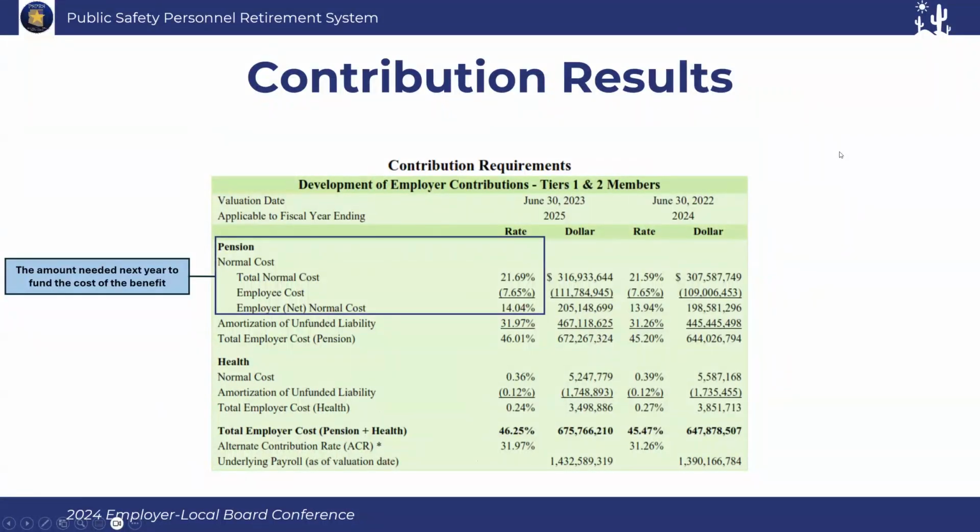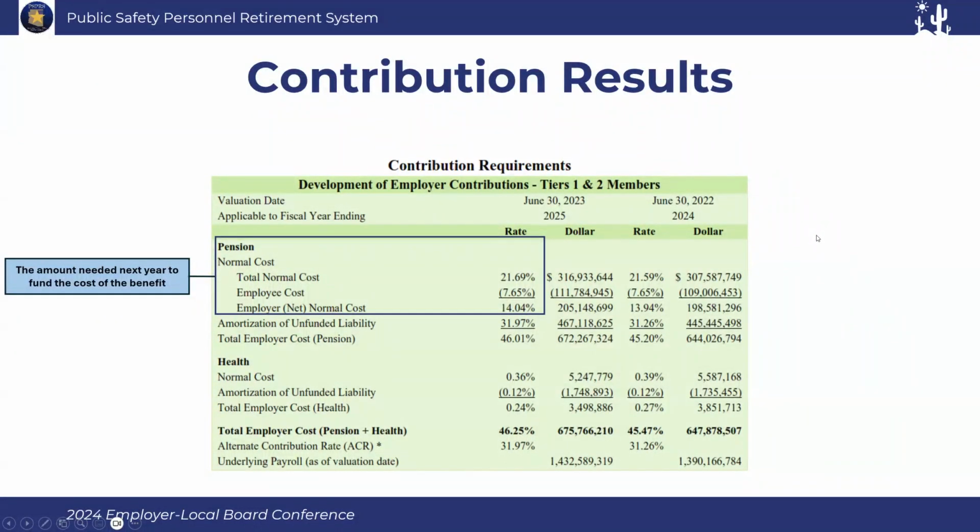The normal cost, this is the amount needed next year to fund the cost of the benefits for the current employees. So in the tier 1 and tier 2 side, as you may know, the employee cost is capped per statute, and the employer bears the remainder of that.